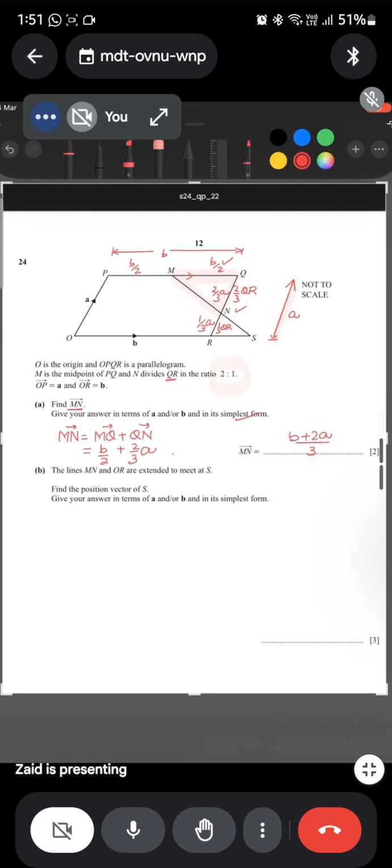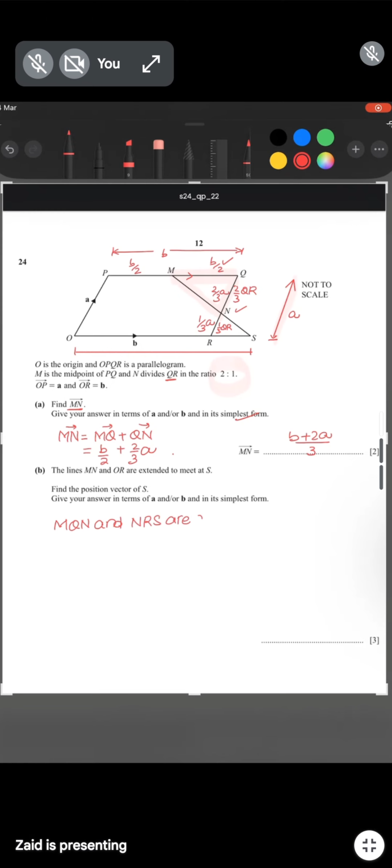The lines MN and OR are extended to meet at S. Find the position vector of S. So I have to find OS. Now the thing is, can I say that MQN and NRS are similar triangles?